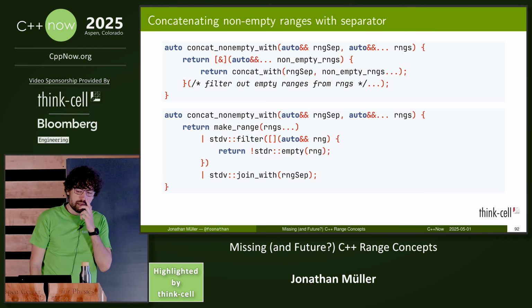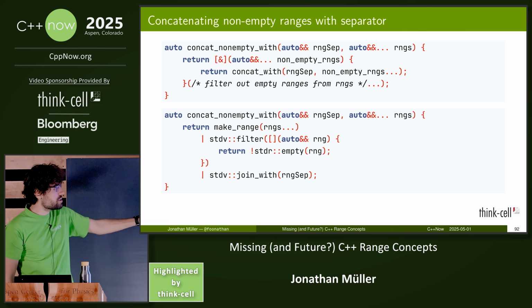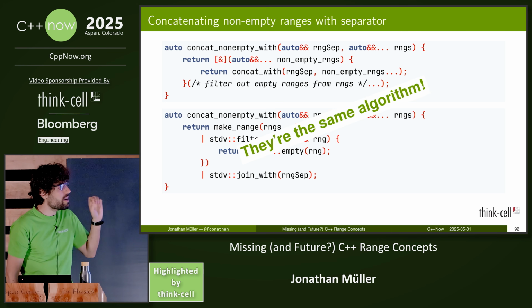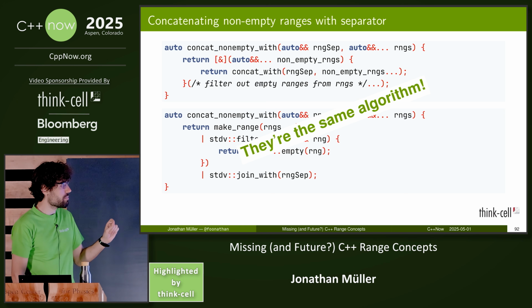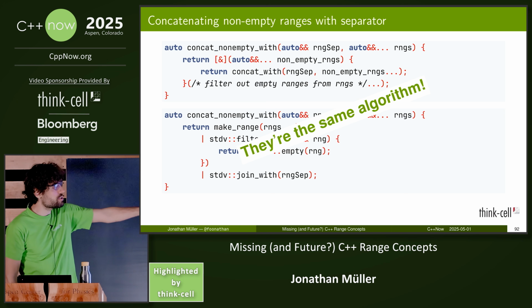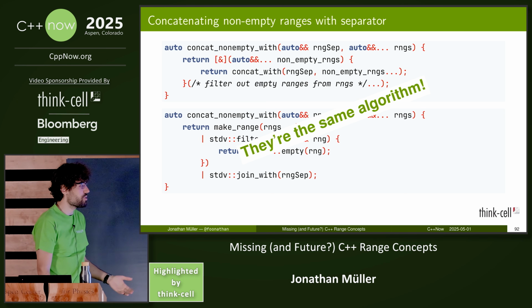And this further means that the hacky code that just filtered out on the range and the fancy one that uses the range adapters, they are the same algorithm. And I don't mean they're isomorphic. I mean they're literally the same algorithm. Because in the second case, we're calling join on a tuple-like range. And that means we're having a concat. Because a concat is just a join of a tuple.